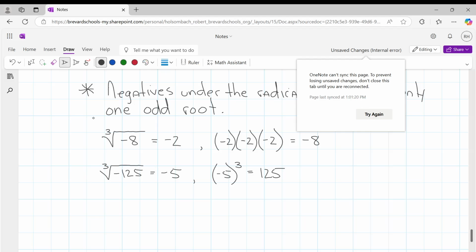The rule that goes along with this is that negatives under the radical cannot have an even root.